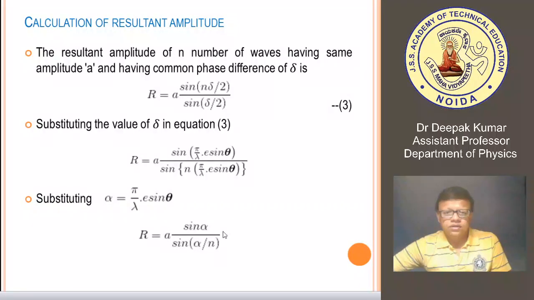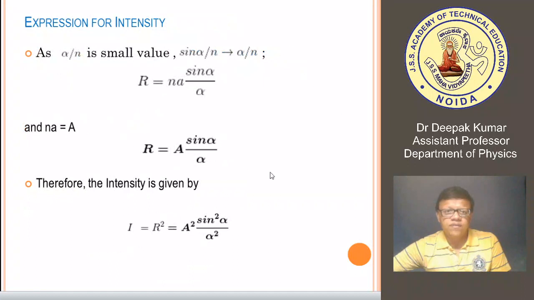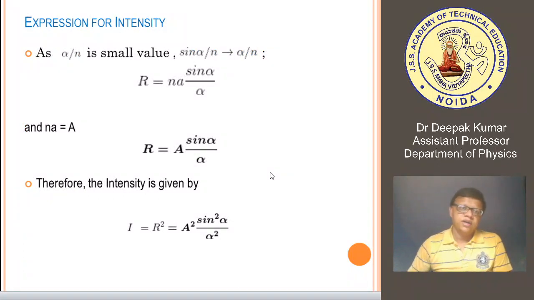Now by using this expression, I can find out the values of maxima and minima. In this expression, capital R is equal to a sine alpha upon sine alpha by n, but we know that we have already considered n as the number of secondary wavelets originating between point A and point B, and we have taken it large. So alpha by n is a small number, and when alpha by n is small, with the help of trigonometry we can easily say that for smaller angles the value of sine theta is numerically equal to theta. So the value of sine alpha by n is as good as alpha by n.